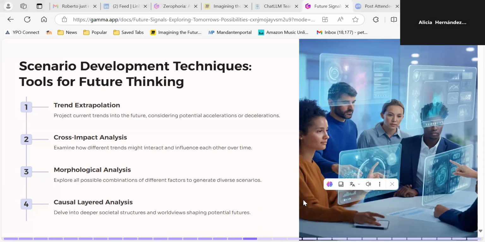Thanks. It was: what constitutes a signal in terms of how far out there it is? Should it be farther out, like the hoverboard in the movie Back to the Future, or something that's already a reality, like a self-driving car? It's a bit like a weak signal.